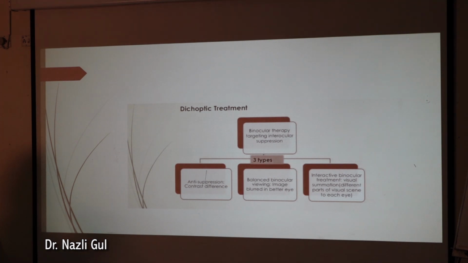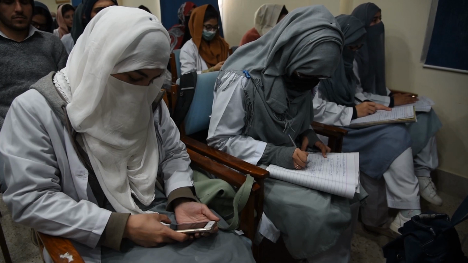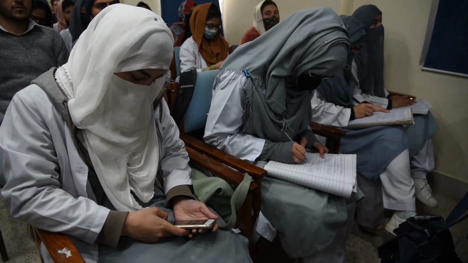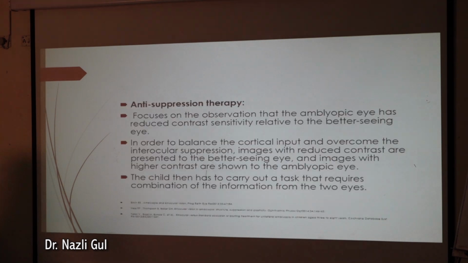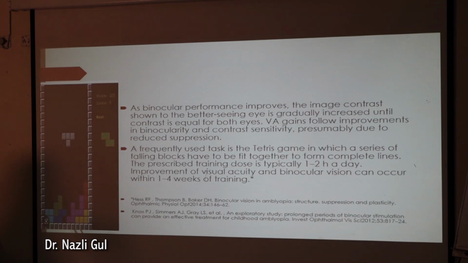That is, when the visual acuity starts to improve, then for the good eye, to which we had given the low contrast image, we will increase that contrast. So the contrast of the image between the two eyes becomes equal. And at that time the child has to carry out a task that requires combination of information from the two eyes.